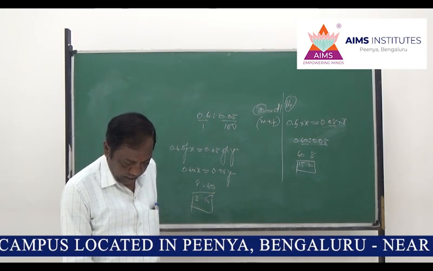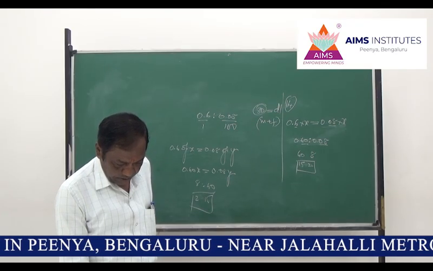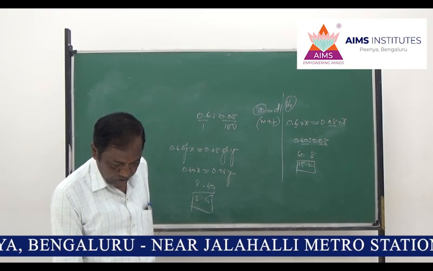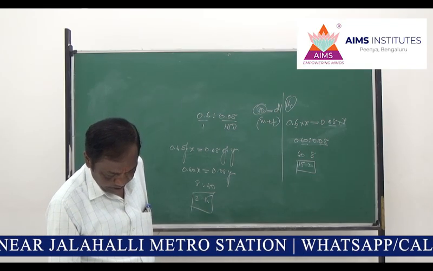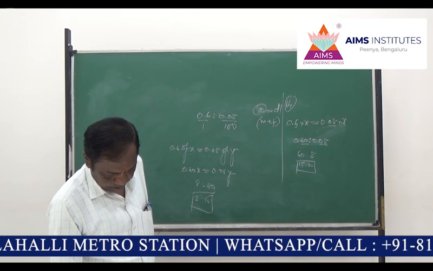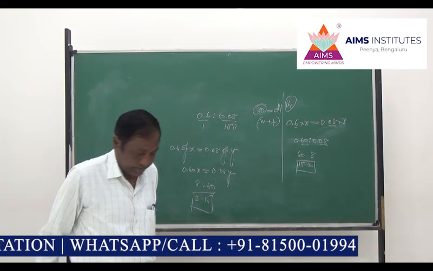Correct the question a little: 0.6 of a number is equal to 0.08 of another number. Write it as another number. Then it will be all right.